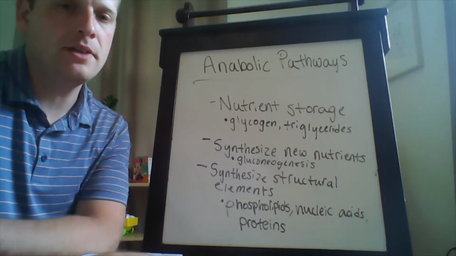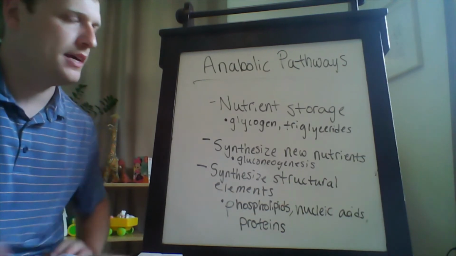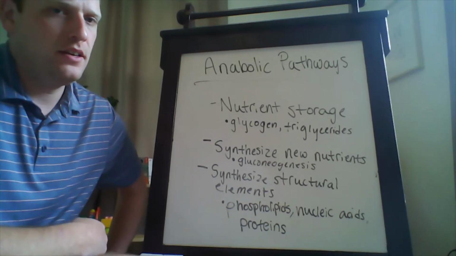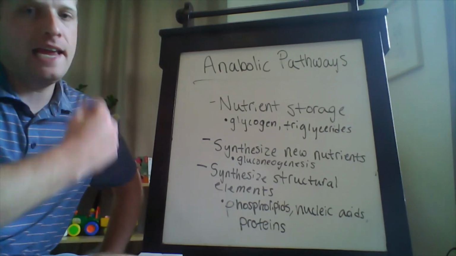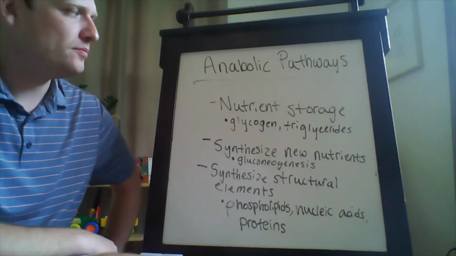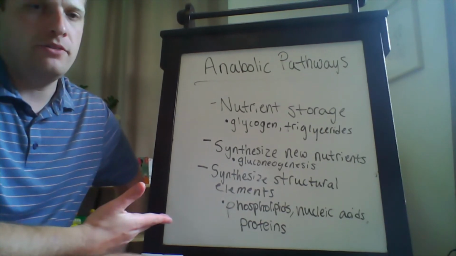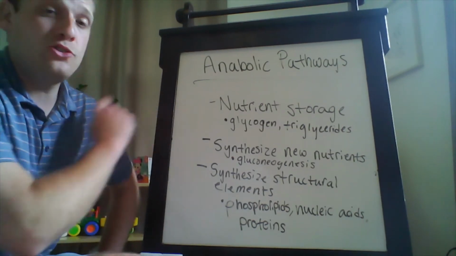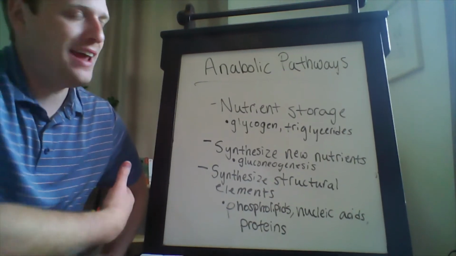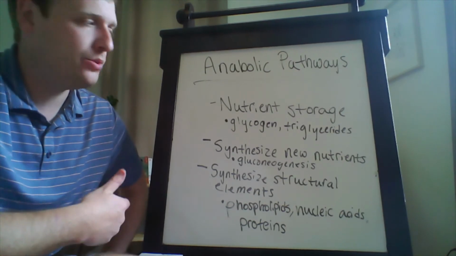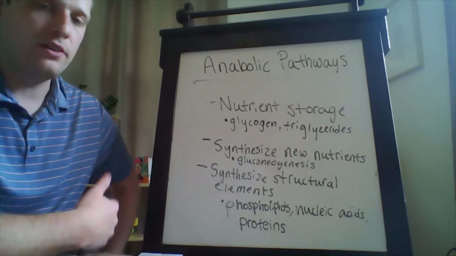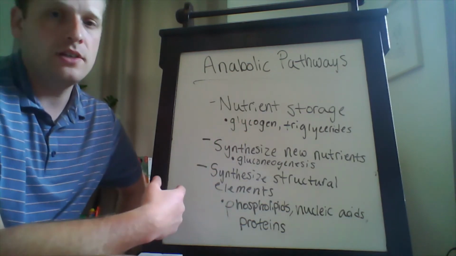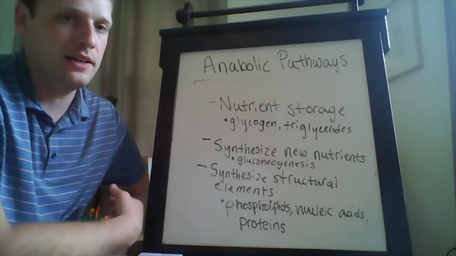So now that we've wrapped up looking at our catabolic processes that involve the breakdown, let's talk about synthesis reactions, also called your anabolic pathways. There are three primary reasons we would use an anabolic reaction. One would be to store nutrients. So if you have an excess of glucose, what are you going to do with it? You're going to store it for later use. And you can do that by forming things like glycogen. You can store energy in the form of triglycerides.